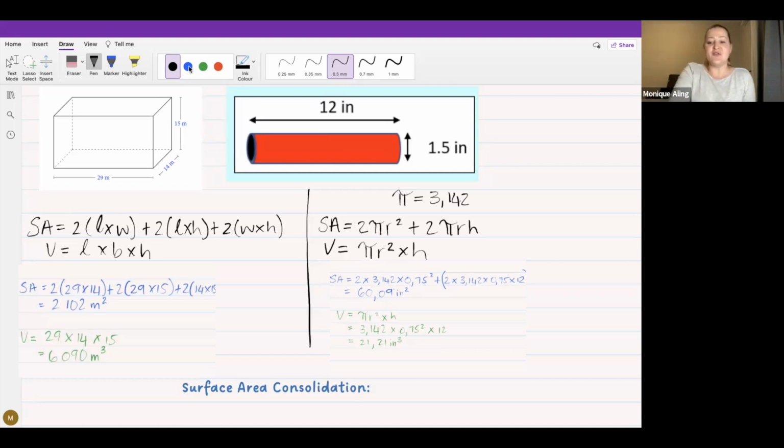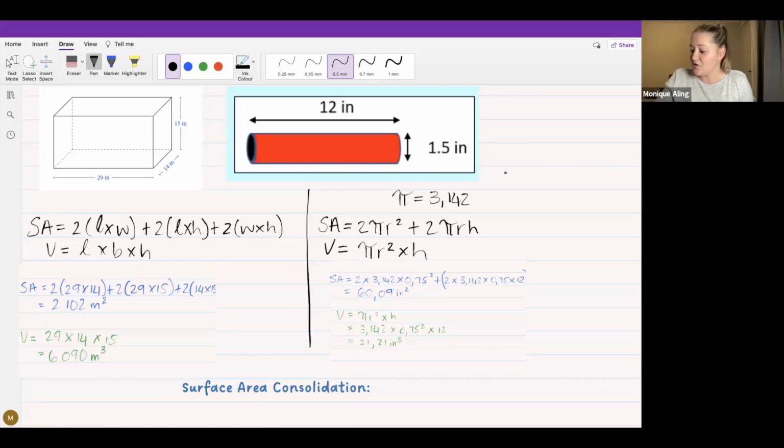Okay, and let's go to the cylinder. Surface area of the cylinder. So like I said, we're always going to use 3,142 instead of the pi button on our calculator. Okay, this formula requires a radius. They gave us the diameter. So I have to divide by 2, which is 0.75 inches.